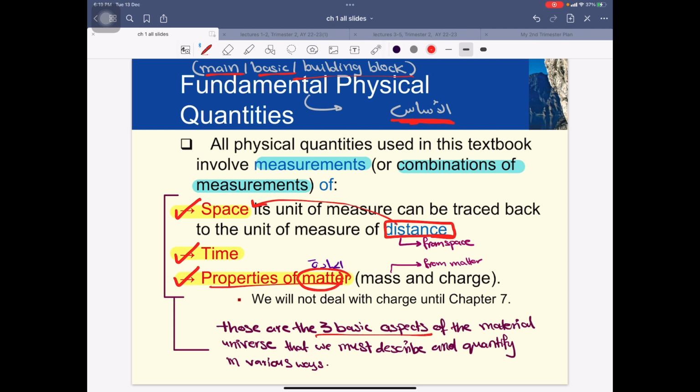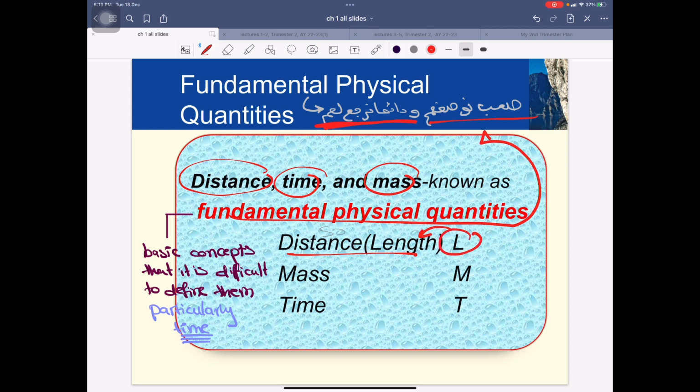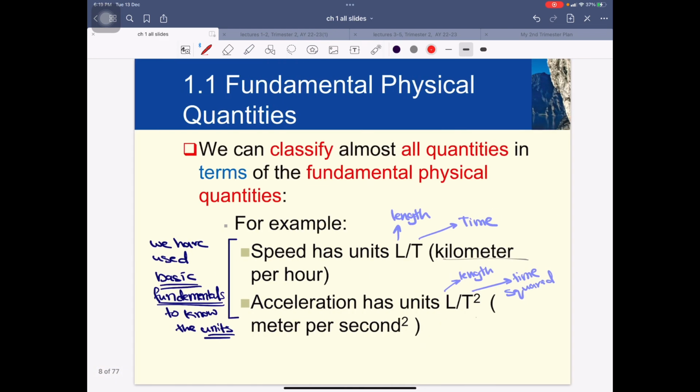So there are 3 basic aspects of the material universe that are used to describe and quantify in various ways. Distance زي ما قلنا، time، وقلنا mass. They are known as fundamental physical quantities. صعب إنه نوصفهم ودائما نرجع لهم. هذا هو fundamental physical quantities. Distance عشان نتكلم عنه مرة أسهل سوينا له symbol اللي هو L comes from length. الماس خلينا له M والtime خلينا له T.